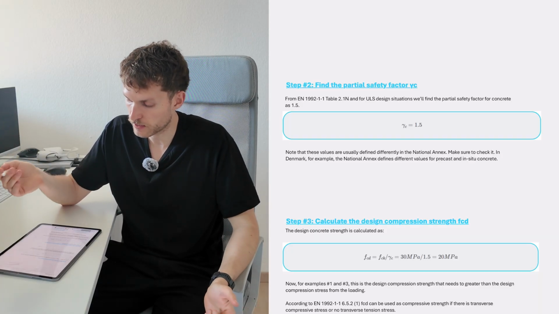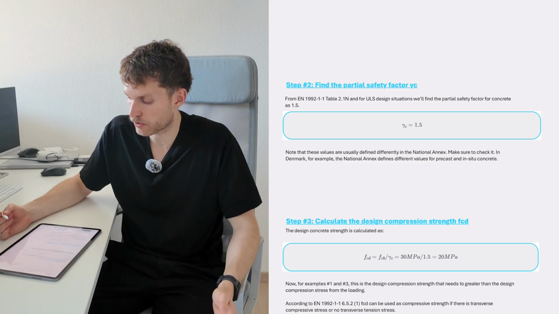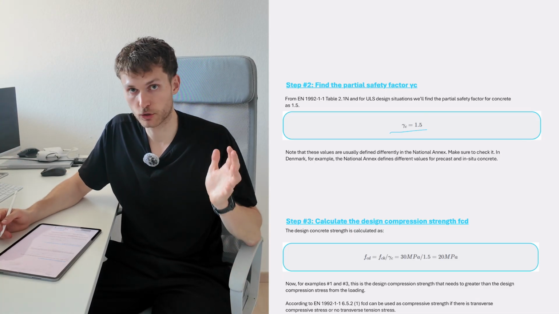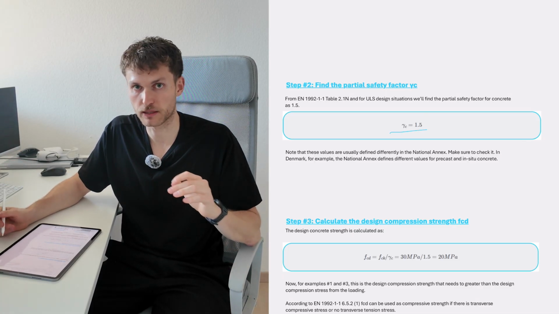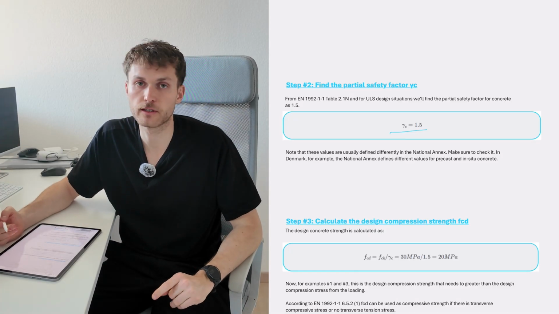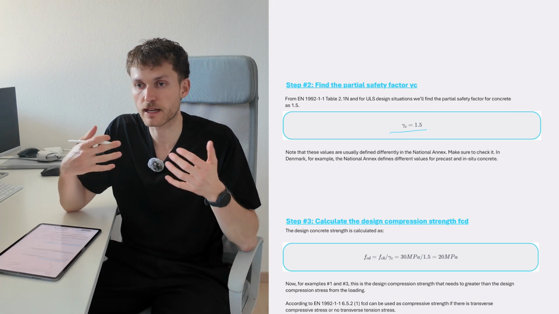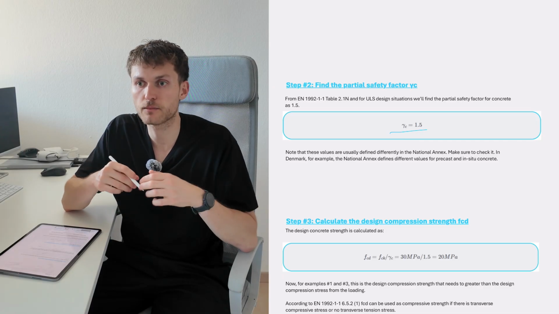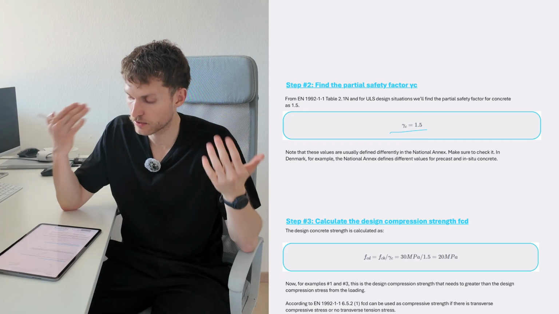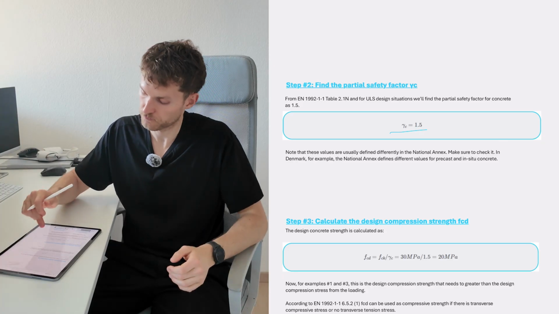Let's move on to step 2, find the partial safety factors gamma C. From table 2.1N in Eurocode 2, we will find the partial safety factor for concrete as 1.5. But note that these factors can be different in other countries. For example, in Denmark, you even have different partial safety factors depending on the structural type of the building. So if it's precast elements, you have a lower partial safety factor, and if you have in situ concrete structures, you have a higher partial safety factor.